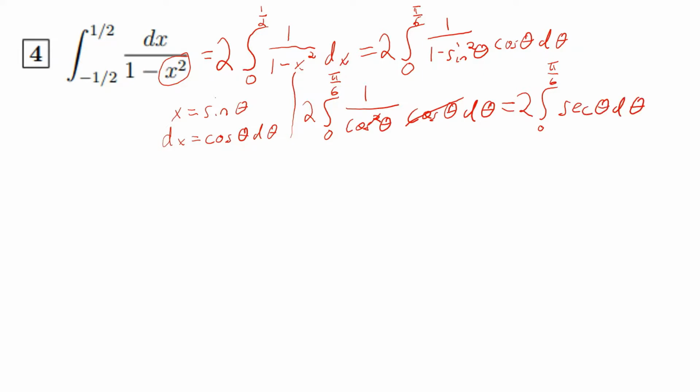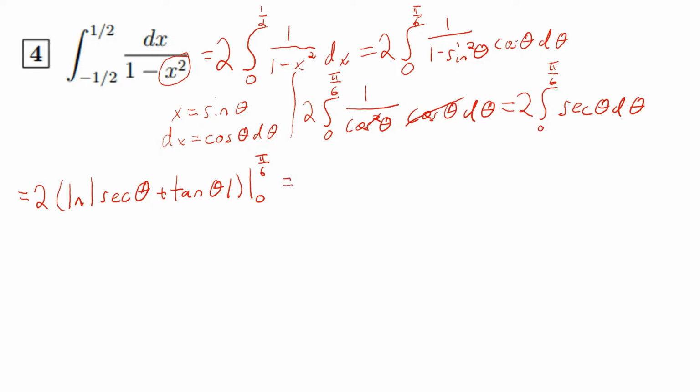And here's where you just need to remember your integral tables to do this pretty easily. We get 2 on the outside because it's a constant, and then ln of, oops, that should be an absolute value sign, ln of secant theta plus tan theta on the bounds 0 to pi over 6. So now all we've got to do is plug in, and we should get our answer.